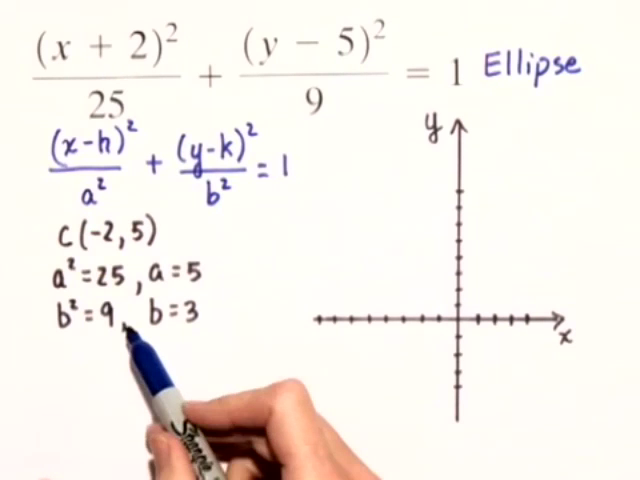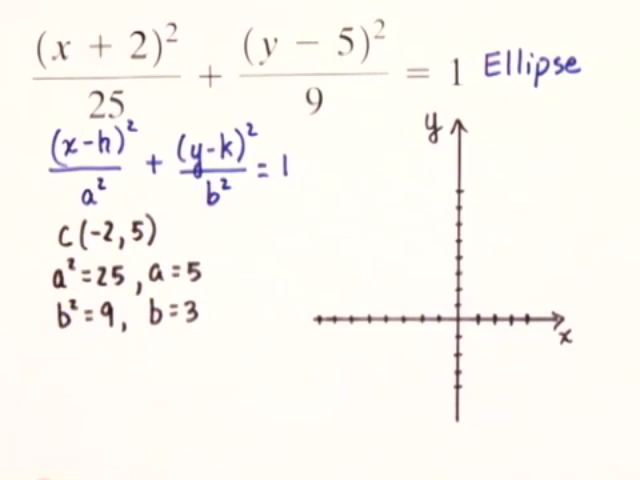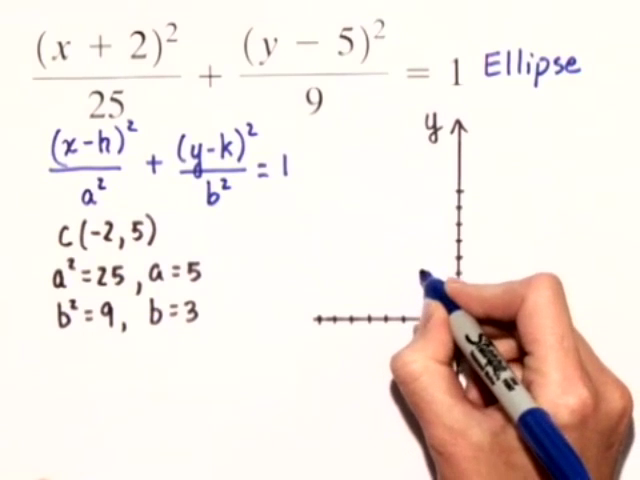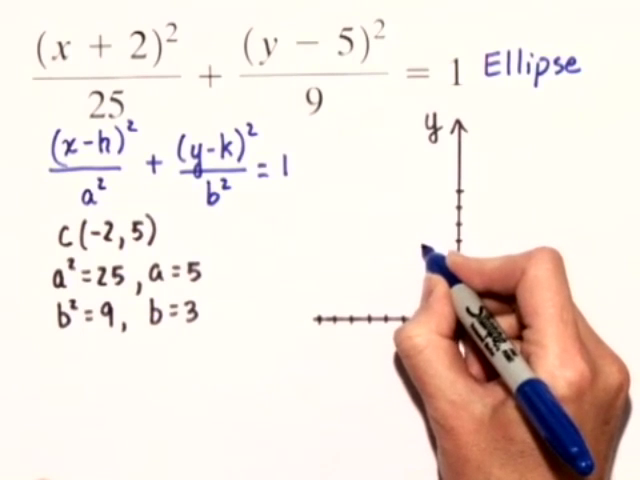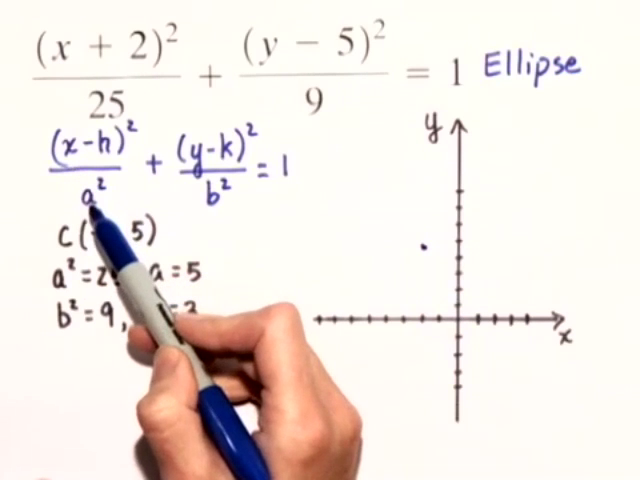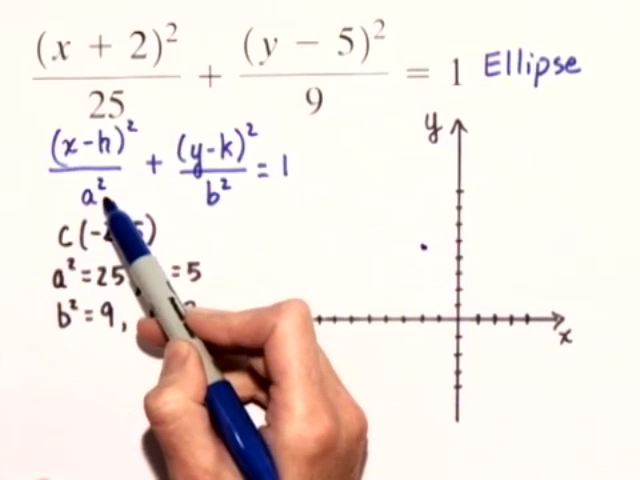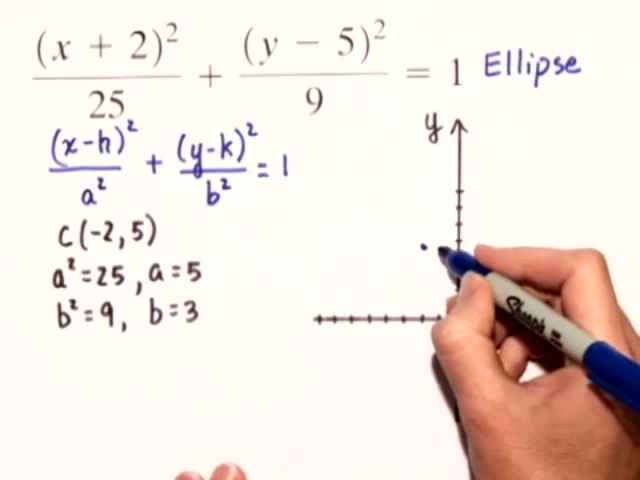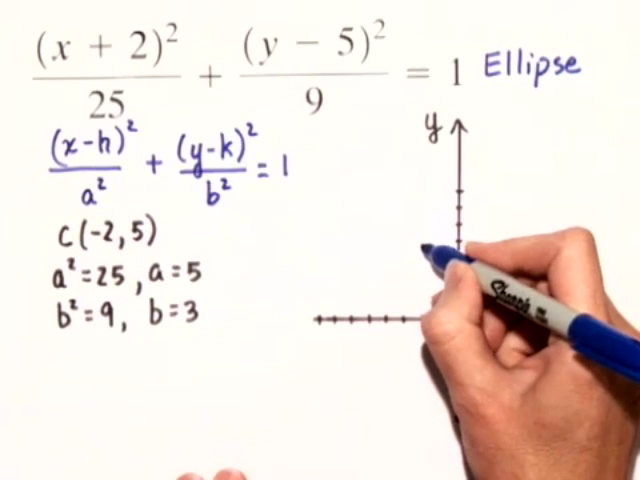Now, what do we do with this information? Let's first of all plot the center. We have (−2, 5) as our center. Since the x² term has the a² underneath it and a² is the larger term, this means that our major axis is parallel to the x-axis. And from that center, we go a units to the right and a units to the left to graph a vertex. So let's go ahead and go 5 units to the right of our center.